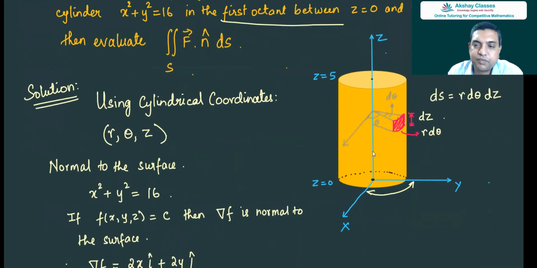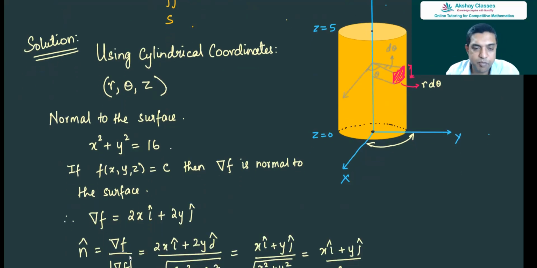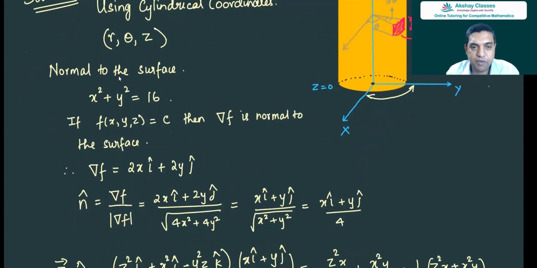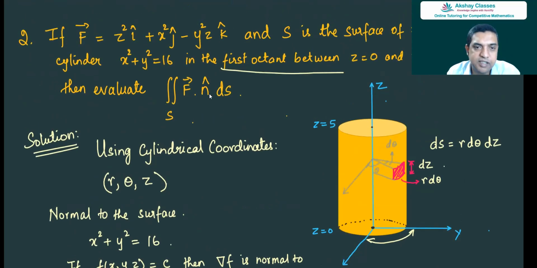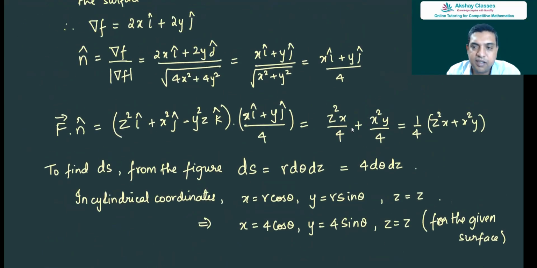So first, what did we do? We found the normal to this surface. How did we find the normal? Because we know that the gradient grad f is normal to the surface. In the very first class on gradients, we did this. So grad f by mod grad f will give us the unit normal. So once we found the unit normal, n cap, we could do f dot n cap. That is done. We found an expression. Then we have to find ds.